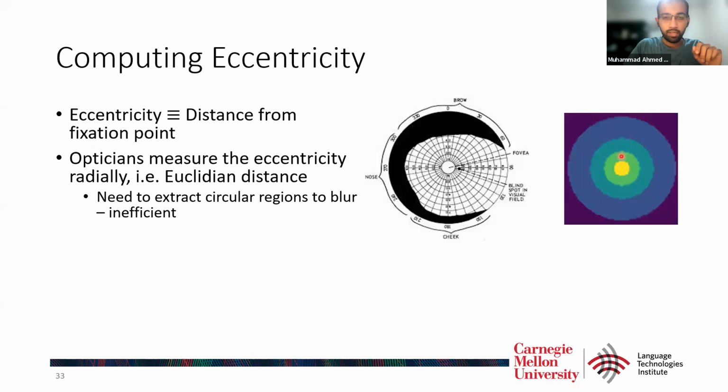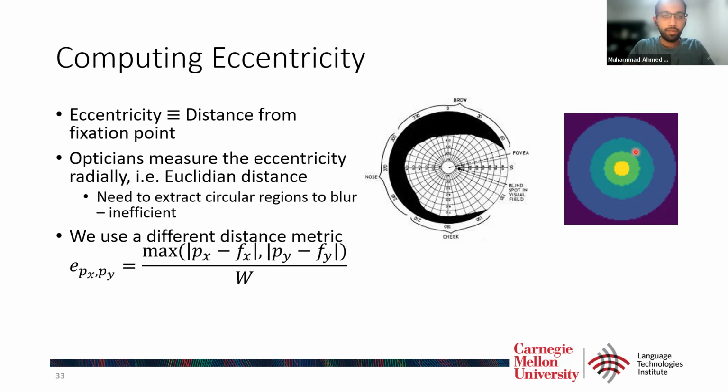Like all the pixels in this light green area have the same distance, and then the ones in this dark green area have the same distance, and so on, because you're measuring radial distances. Now, the consequence of this is that if we want to blur the light green region, we would have to extract a circular region from the image and apply whatever amount of blurring we need to apply there. Extracting circular regions is a little inefficient because the images are rectangular images. They're organized as matrices, so you would have to do some masking and matrix operations to extract circular regions of the image.